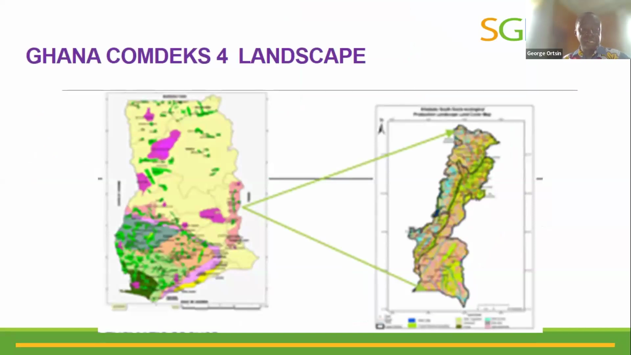So in our case, we took the whole country, and then we looked at the Volta Basin, which is an international water. And then there is a strip of land between Ghana and Togo. And we had already implemented COMDEKS 1 and 2. So we looked at the northern side of it so that we complete the entire structure. And that was where we selected our landscape for intervention.